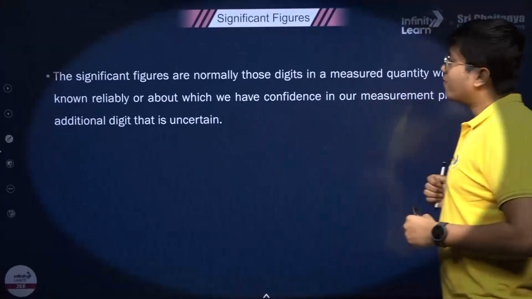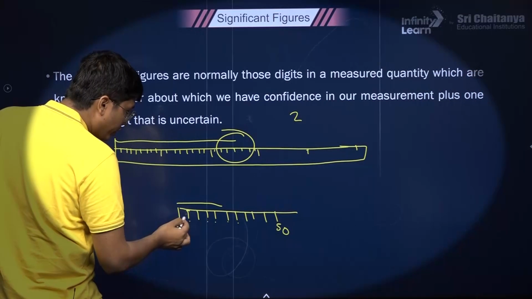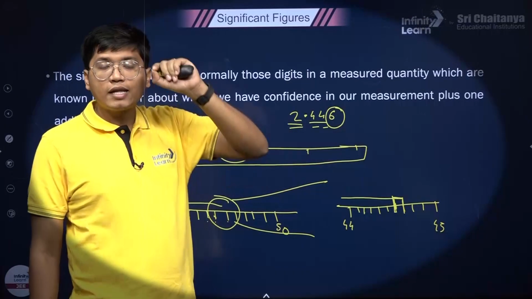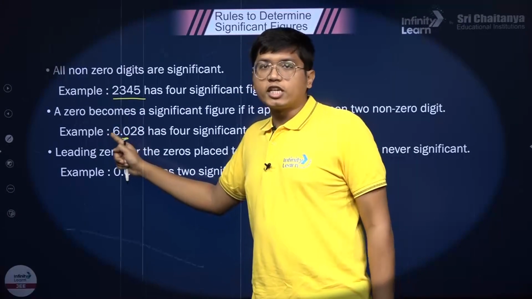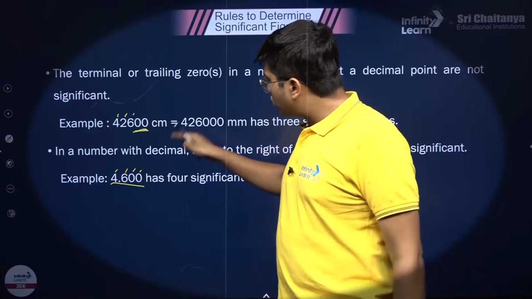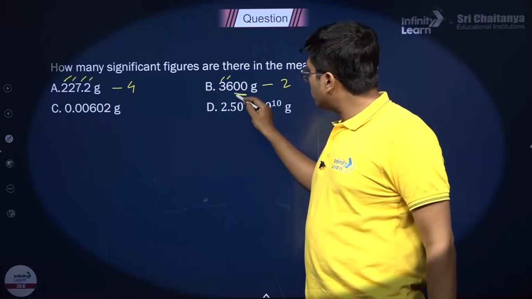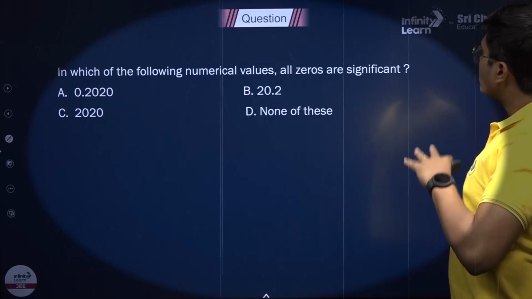It says that significant figures are normally those digits in a measured quantity. 41, 40, 41, 42, 43, 44. So the last digit is the uncertain digit. If I remove the 0, the number would change, it would become 628. Now you would say, why are those zeros significant? In a non-decimal number, the ending zeros are not significant. Which of the following numerical values has all zeros significant?